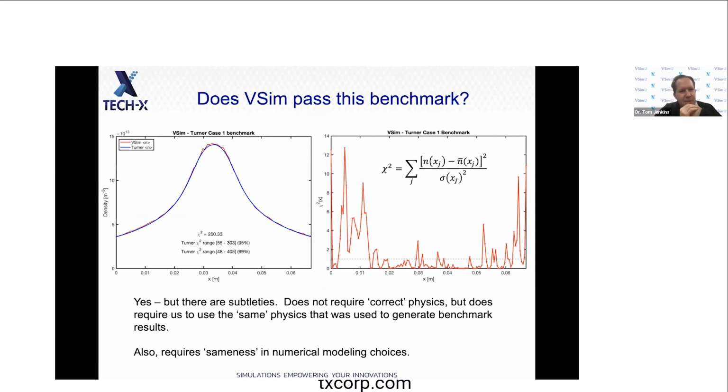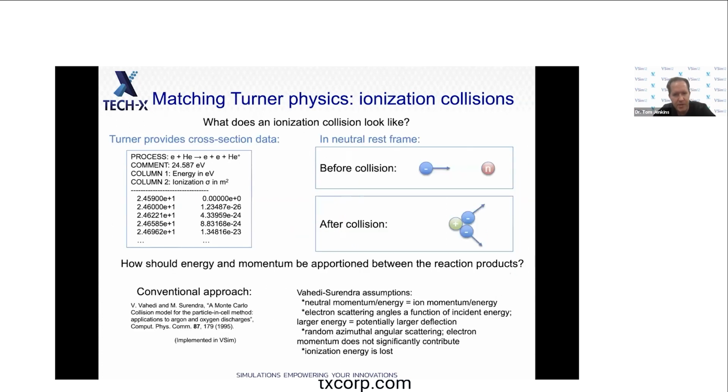So does VSim pass this benchmark? Yes, it does. Are there subtleties? Also, yes. The main subtlety I want to talk about is that Turner does not require us to do correct physics. Turner requires us to do matching physics. And not only matching physics, but matching numerical modeling choices. And if we do the same things that Turner does, we should agree with the results Turner gets. That's how we like to think of this as working. But that has very little to say about the physics per se, in some sense. I'll explain what I mean here.